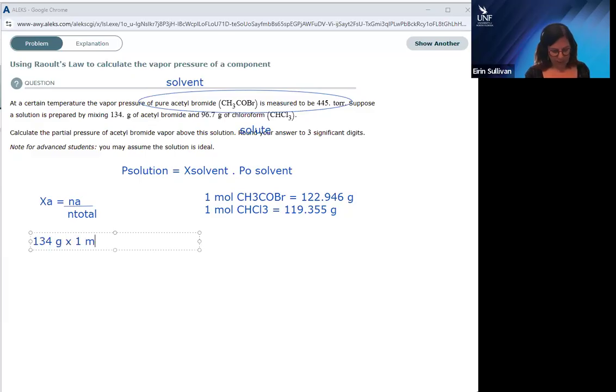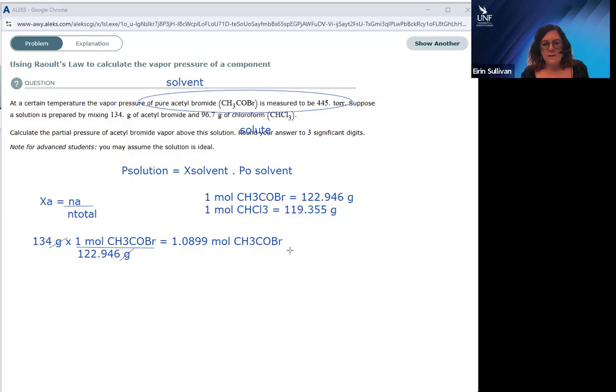All right, so let's work out the number of moles of our solvent, the acetyl bromide, which is 134 grams. Every 1 mole of acetyl bromide weighs exactly 122.946 grams. If I stick that in my calculator, and I am going to round this because we're only being asked for 3 significant digits, we get 1.0899 moles of acetyl bromide. Let's make that look neat and tidy. We can see our grams are cancelling, giving us our number of moles.